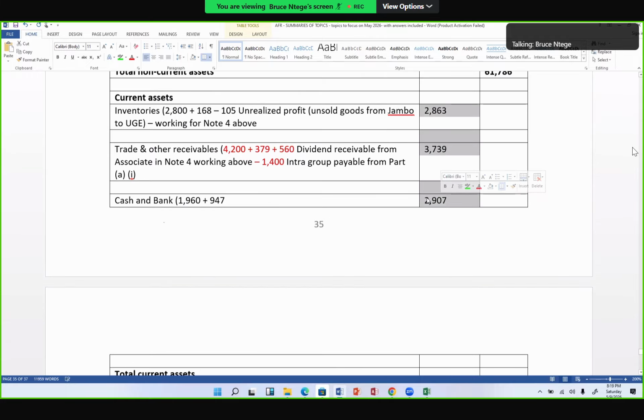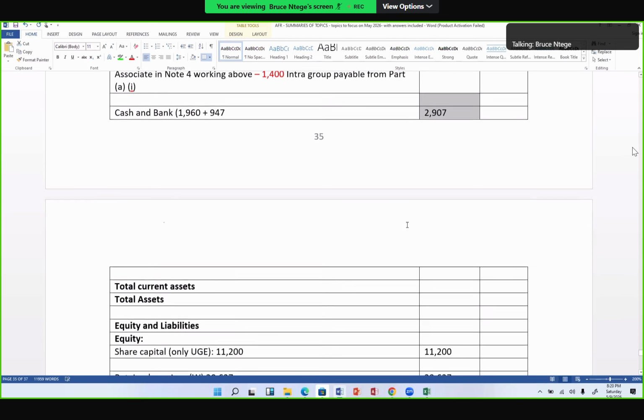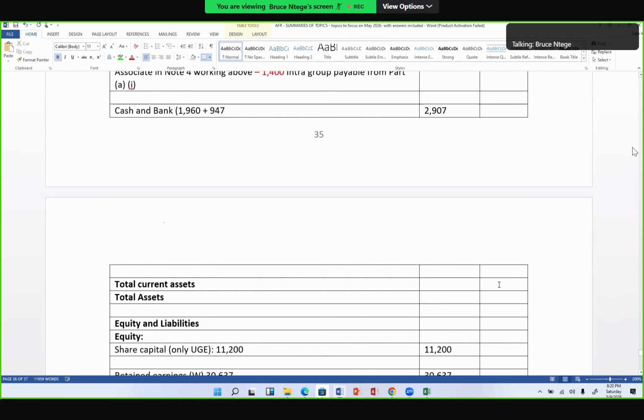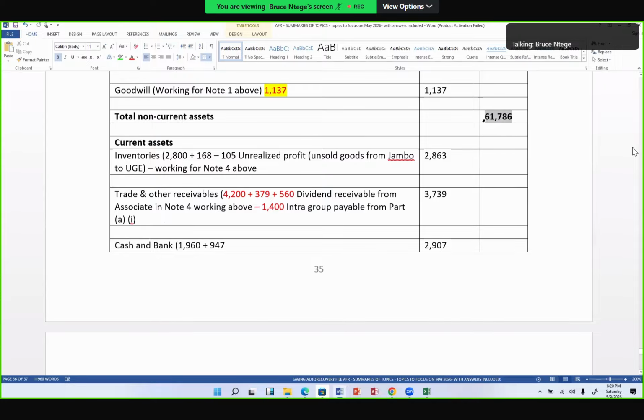Okay, so that means if I look for the total current assets, my total current assets are these three figures added together. Okay, so 2863 plus 3739, then plus 2907. I have 9509. 9509.